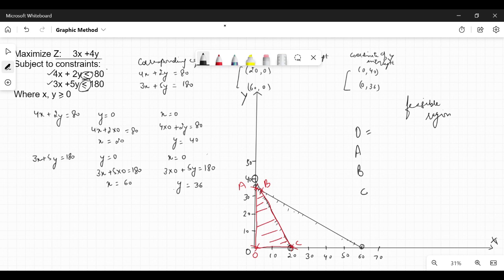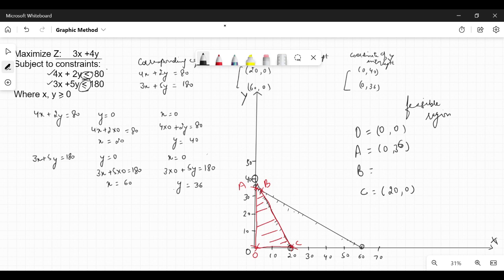You can see here at point O, the coordinates are 0 and 0. At point A, the coordinates are 0 and 36. At point C, the coordinates are 20 and 0. But it is difficult for us to find out the coordinates of point B. You can see here that the two lines are intersecting at point B.